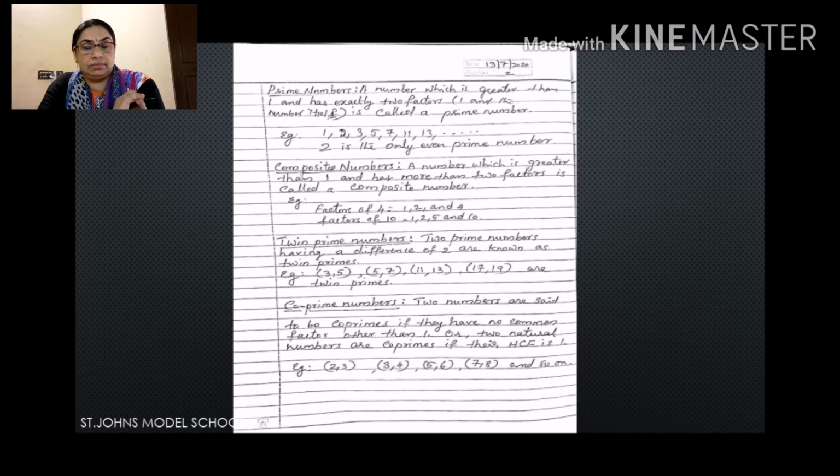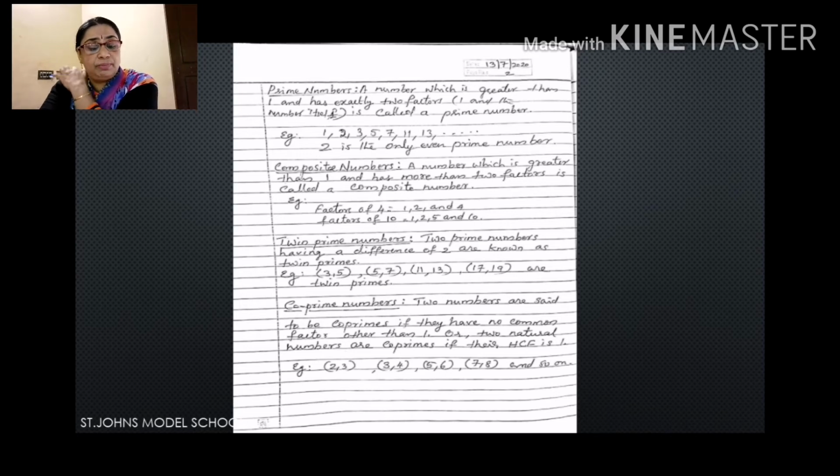Now composite numbers. The numbers which are not prime are called composite numbers: a number which is greater than 1 and has more than 2 factors. Only 2 factors means it is a prime number, and more than 2 factors means it is a composite number. Factors of 4 are 1, 2 and 4. Factors of 10 are 1, 2, 5 and 10. So these numbers are composite numbers.